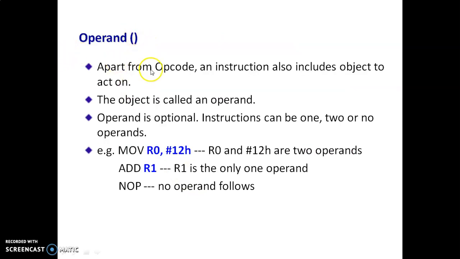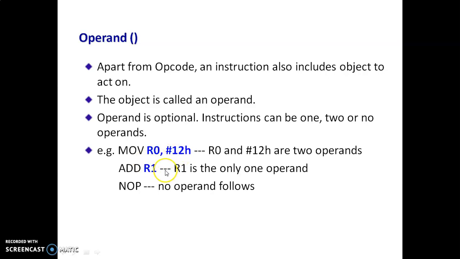Coming to the operands. Apart from the opcode, an instruction also includes objects to act on. The object is called an operand. Here the operand is optional. Instructions can have two operands, one operand, or no operands. For example, in this example MOV, we call it an opcode or a mnemonic. Now coming to the operands, this is the destination field and this is the source field. I already said that the source field can be a data, a memory location address, or a register name. But in this example, we have taken it as a data. Whenever I am taking it as a data, the data must be preceded by a hash sign. So this line says that it is going to move the data 12H to the register R0. After executing this instruction, R0 is going to hold the value 12H.